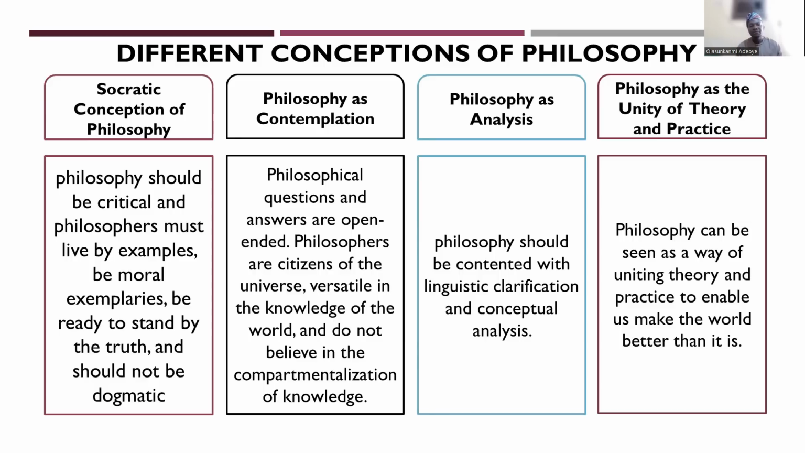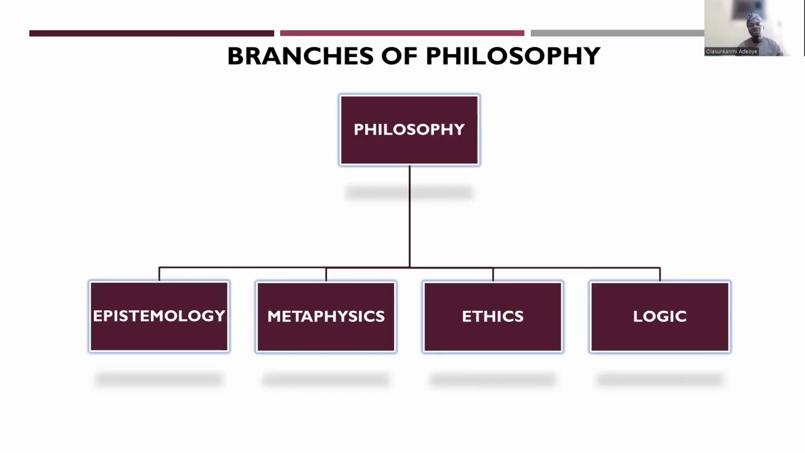The last one there is philosophy as unity of theory and practice. So philosophy can be seen as a way of uniting theory and practice to enable us make the world a better place than it is presently. That is what philosophy as unity of theory and practice is saying. All right. Having considered these conceptions, we could say that philosophy has four major branches. That is, four major disciplines that it focuses on.